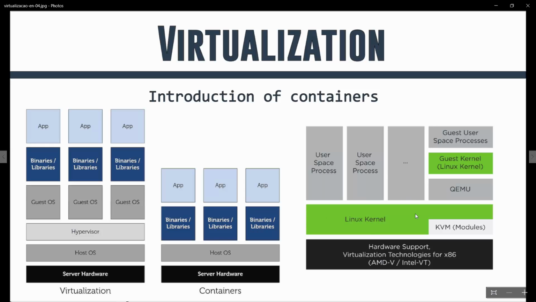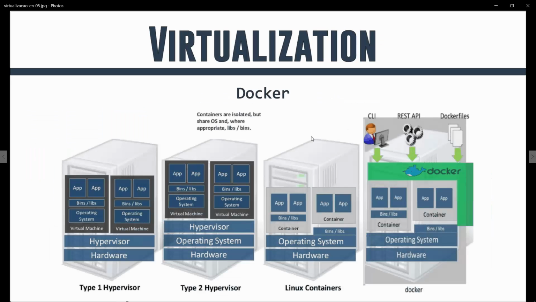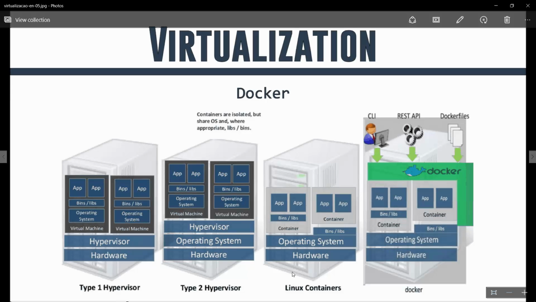What happens with containers is that you've got a host OS and you share some features of the Linux kernel for each specific user space, which is a container. Your own OS that you use every day on Linux is a specific user space. Right here, we have an overview of type 1 hypervisor, type 2, and Linux containers.